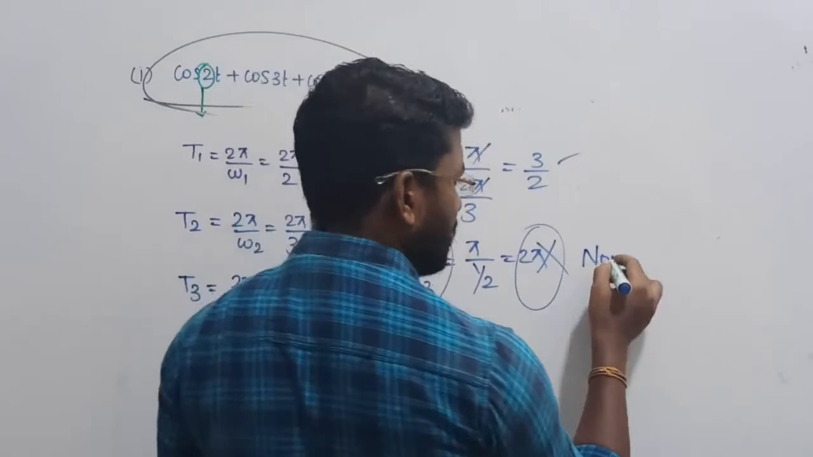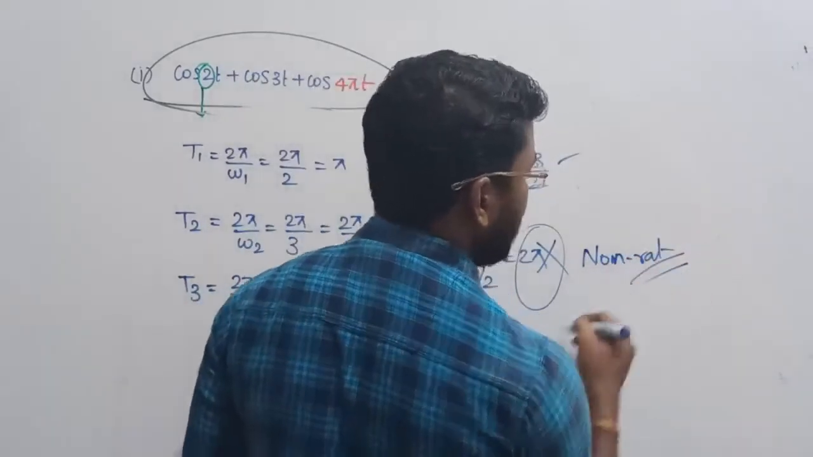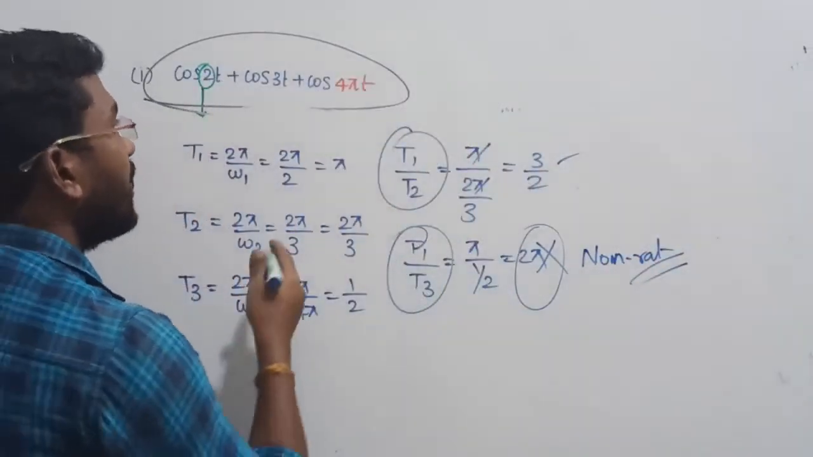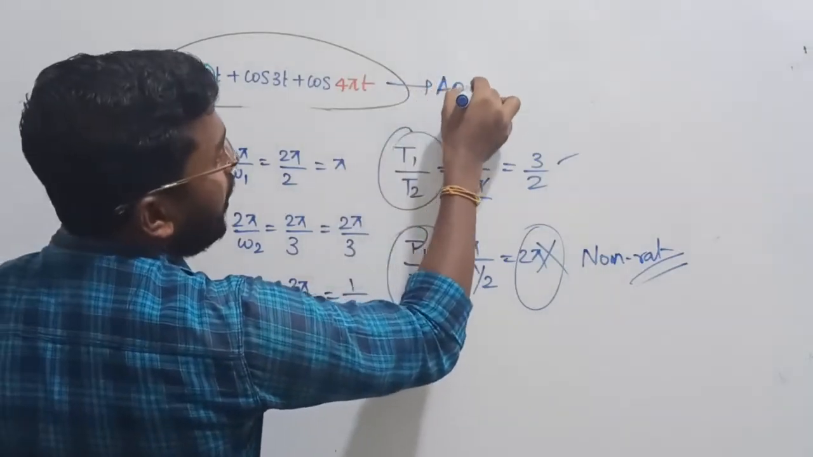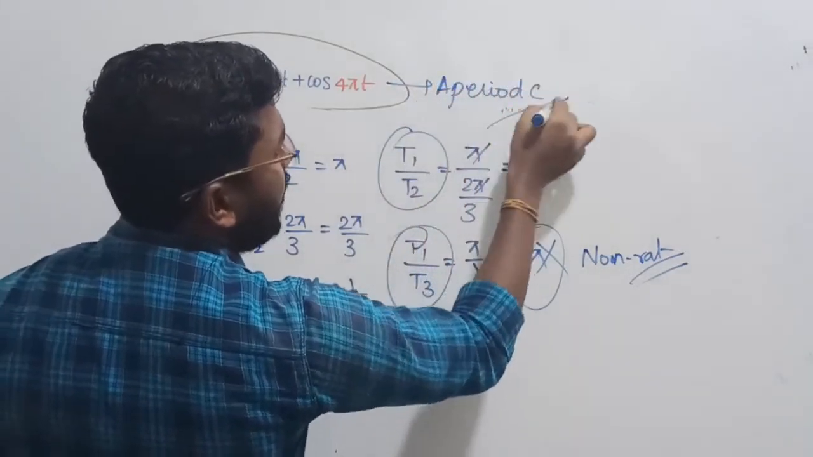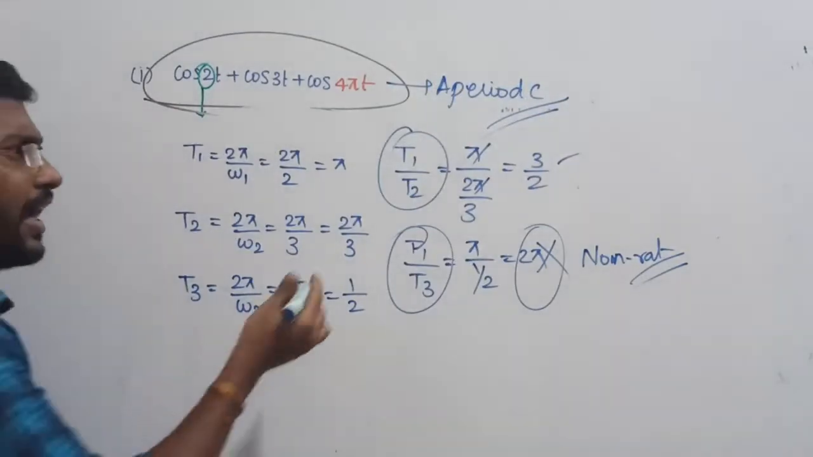We can write irrational or non-rational number. If it is not a rational number, then the given signal is said to be an aperiodic signal. For an aperiodic signal, there is no fundamental time period, right? So the answer is option.